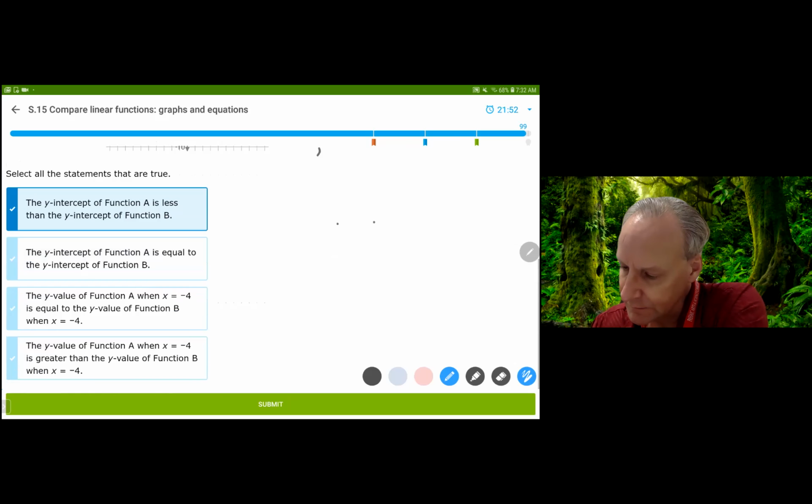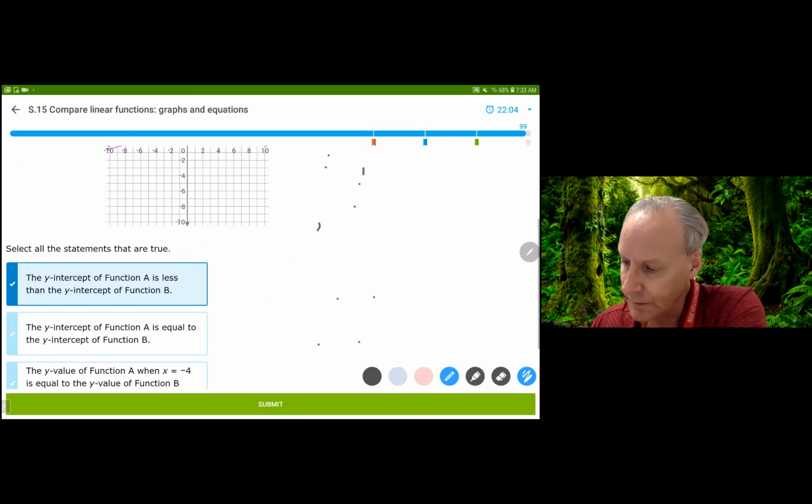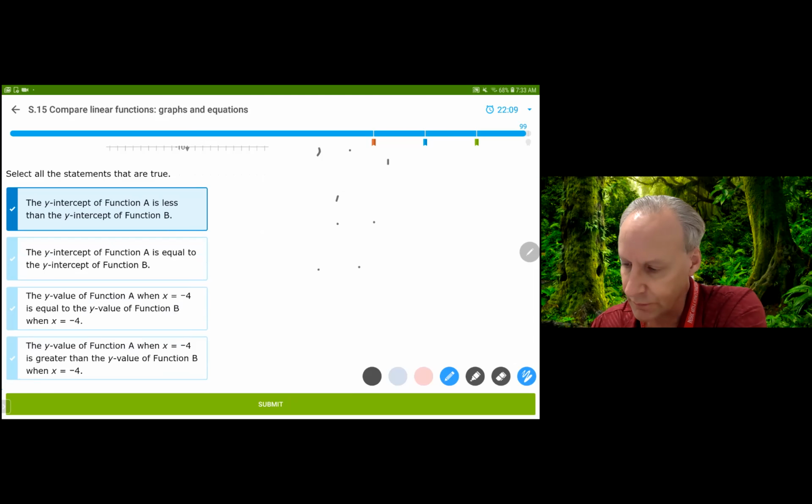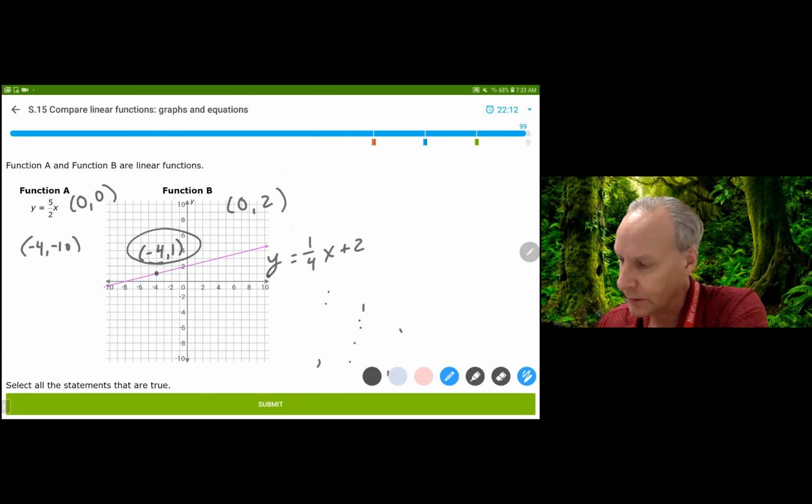Let's see what it says. Function A not equal, and function A is not greater. They're not equal, and function A is not greater. And it looks like that's the only one that's true. The y-intercepts are not equal. That's it. Looks like we're finished, guys.